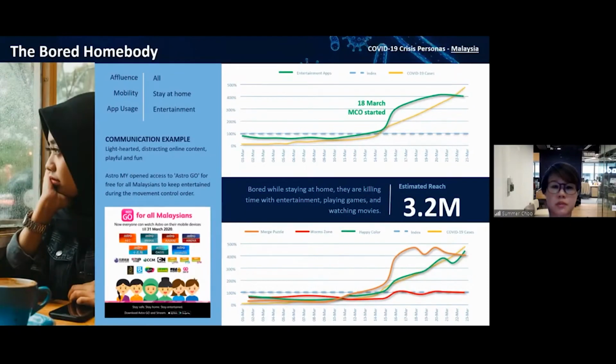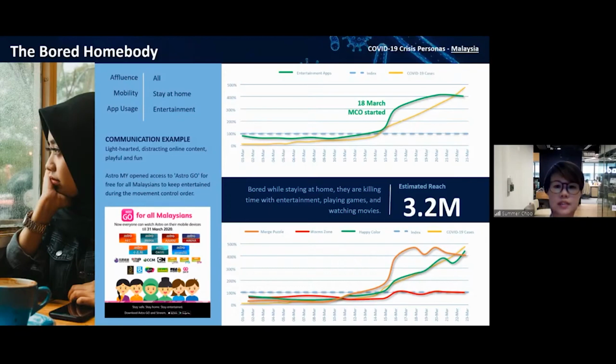And the next one that I bought from Malaysia, because I understand we have some Malaysians tuning in as well. And this persona that we are using on body. So we look at people who are staying at home and their app usage of entertainment apps. You'll notice 18th of March was when MCO started, and the usage of apps has actually increased quite drastically from there. A lot of apps are actually light-hearted entertainment apps that they've been using.